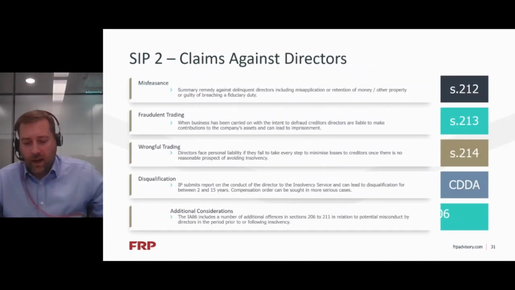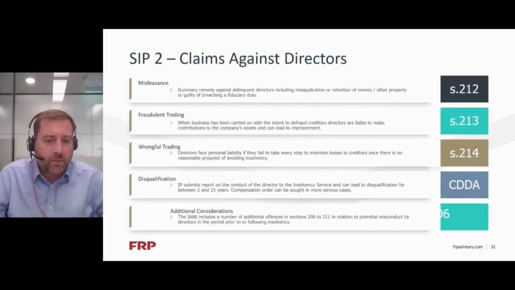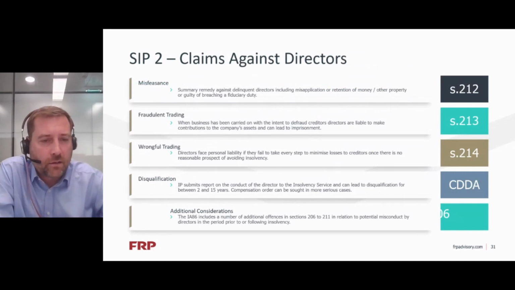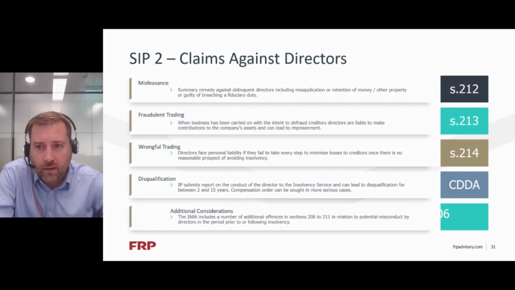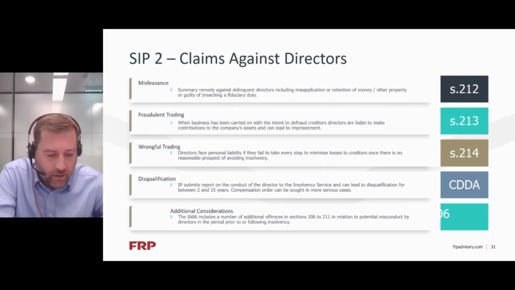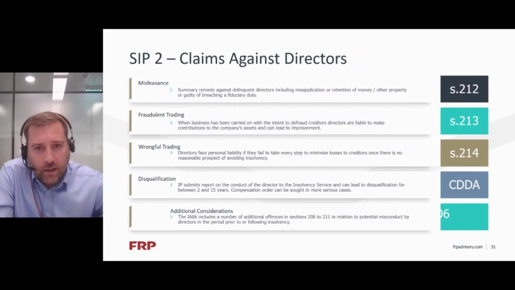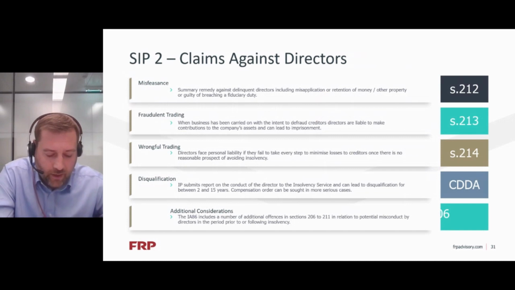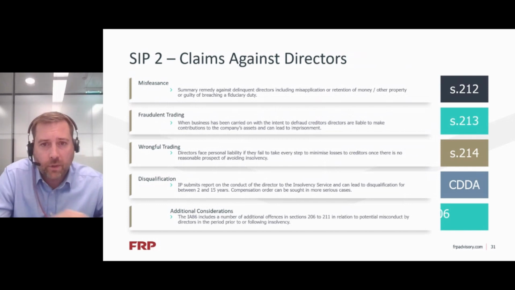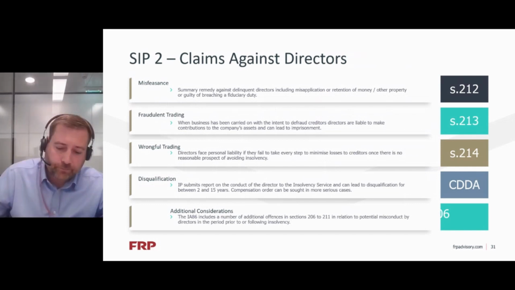So, as a reminder on SIP2, what investigation issues arise from the investigations, and what steps can we take to follow them up to try and get further asset realisations for the estates? There are various claims that can be raised against the directors: misfeasance, fraudulent trading, which is obviously a more serious one and very hard to prove, and wrongful trading. There are other issues in the investigation process that have led to disqualification, or grounds for disqualification, and sections 206 and 211 have various other potential claims that can arise against directors.